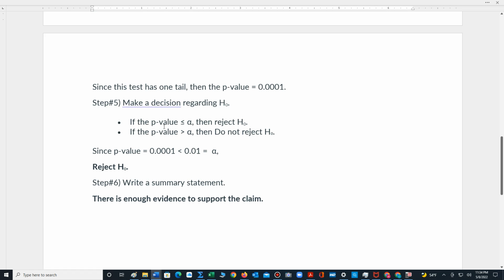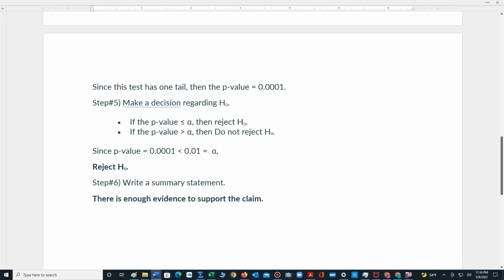The rules are as follows. If the p-value is less than or equal to alpha, reject H naught. If the p-value is greater than alpha, do not reject H naught. Since the p-value is 0.0001, and that's less than alpha, which is 0.01, we reject H naught.